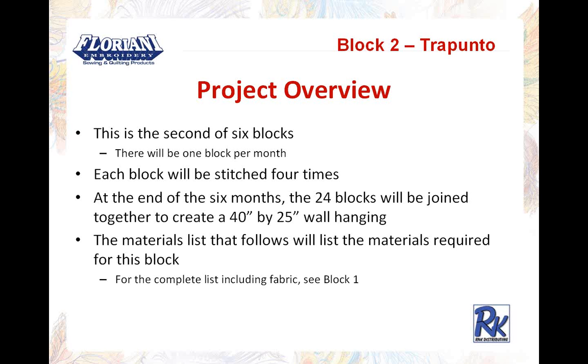And each block, you want to stitch it out 4 times because at the end of the 6 months, you'll have a total of 24 blocks. 6 times 4 is 24. And they're going to be joined together to create a final quilt that's going to be 40 inches by 25 inches, and it's going to be a wall hanging quilt. And the materials list that's going to come on the next slide is going to list the materials required for this particular block, so block number 2.